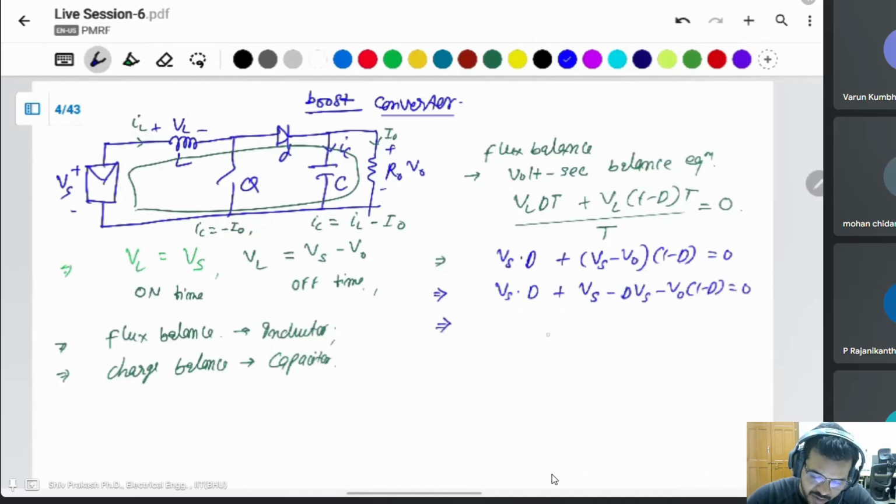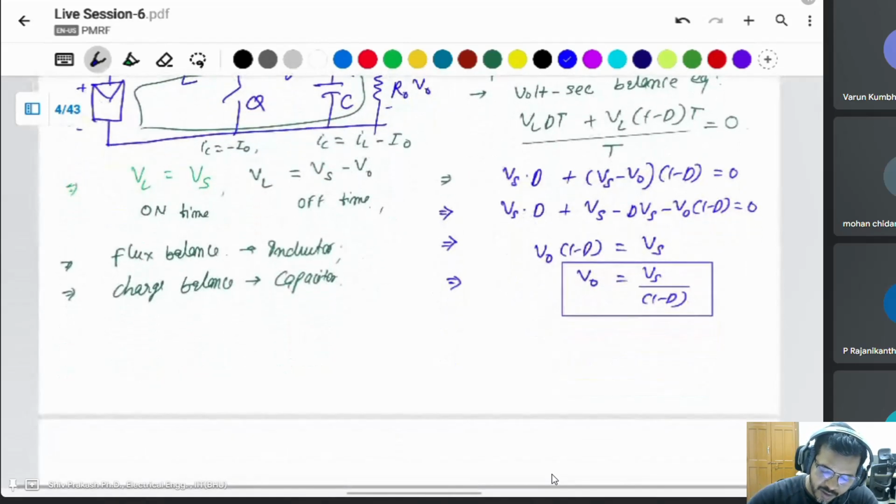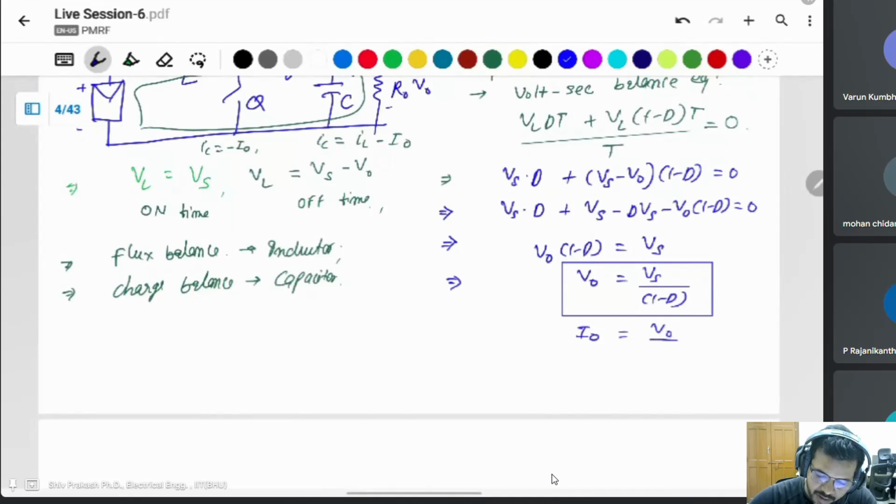D Vs will be cancelled out. V naught into 1 minus D is equal to Vs. Then the output voltage is Vs divided by 1 minus D. This is the output voltage. Then the output current is V naught by R naught.